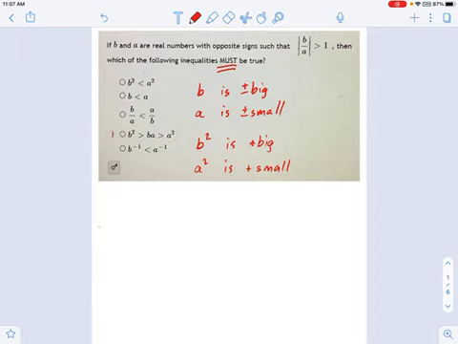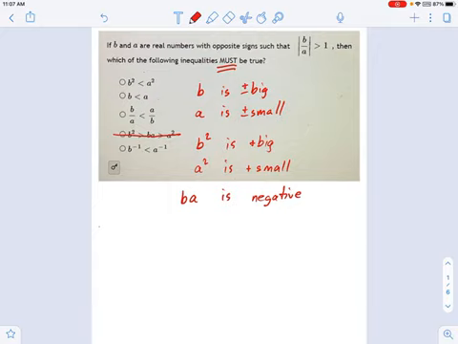I'm going to look at this one first. B squared greater than a squared. Well, yeah, that's true. B squared is big and a squared is small, and they're both positive numbers. But b times a, think about that. What is b times a? If they're opposite signs, that means b times a is negative. And although b squared is greater than a squared, a negative is not greater than a squared. So this one, I'm afraid, is false on that basis.